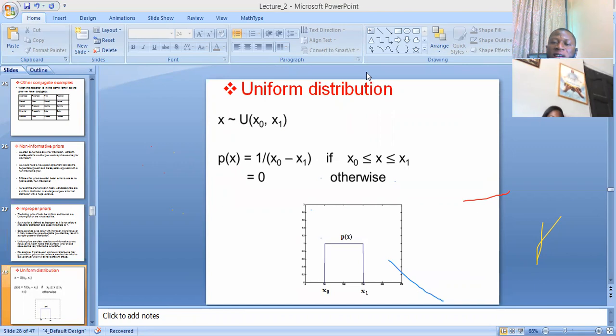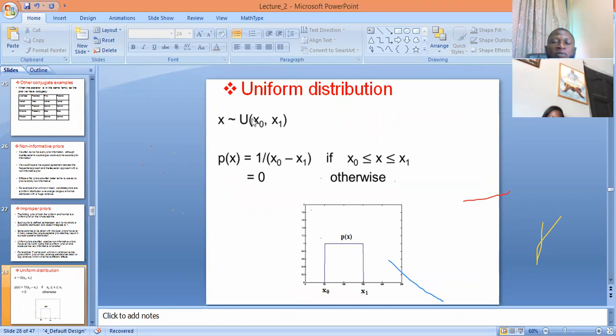So this is just an example of a uniform distribution. If you don't have much information about what you are dealing with, then you can just say that the parameter has a uniform distribution over a range of values x0 up to x1, and that is all.